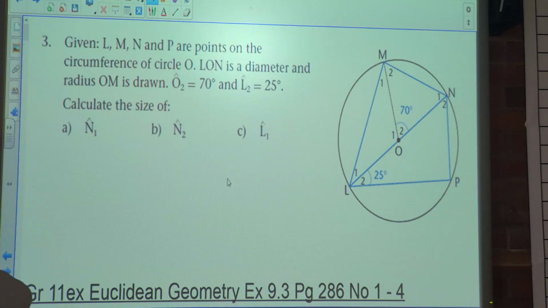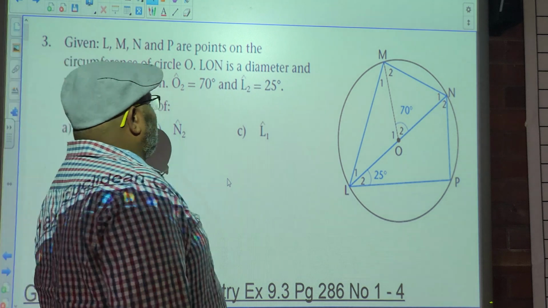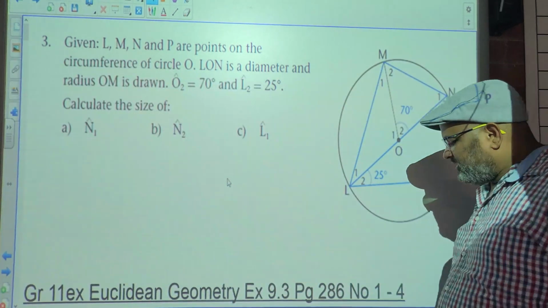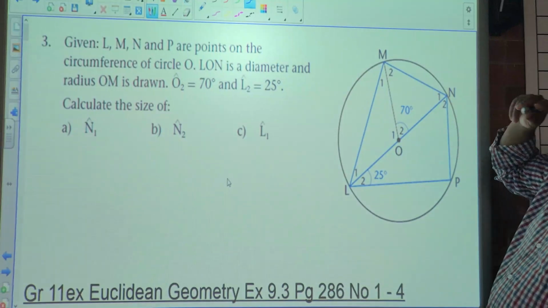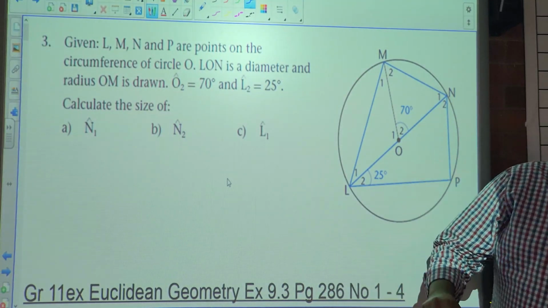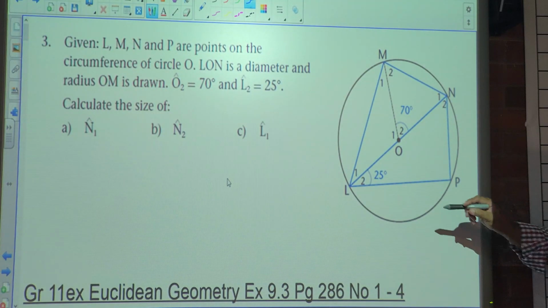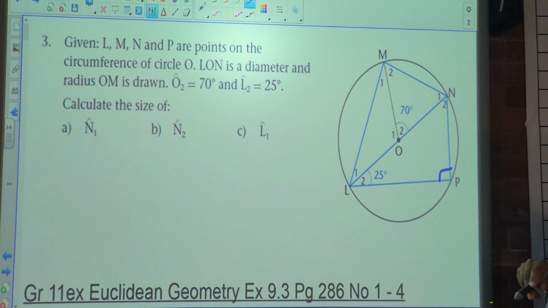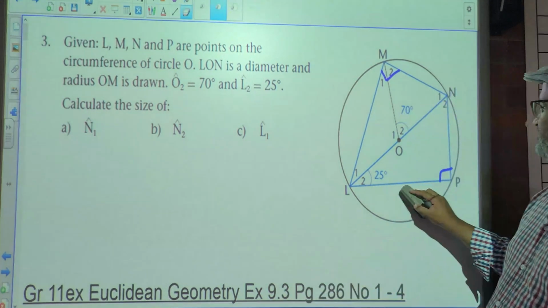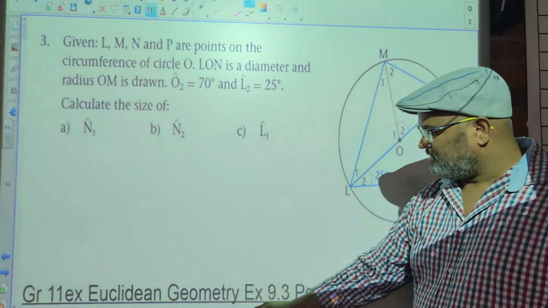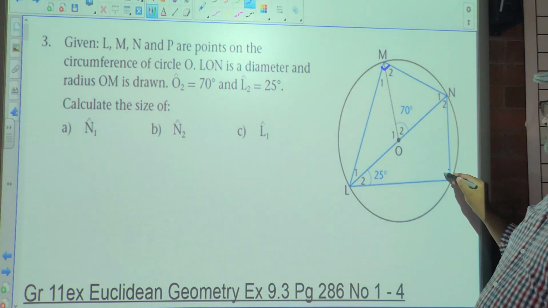So in number 3, we are told that given L, M, N, and P are points on the circumference of the circle, center O. Then we are told that LON is the diameter. People, if this is a diameter, what do we know? We know that angle P is 90 and also M1 and M2 is 90. Why? Angle in a semicircle. Not so? Okay, we can just leave this in here.